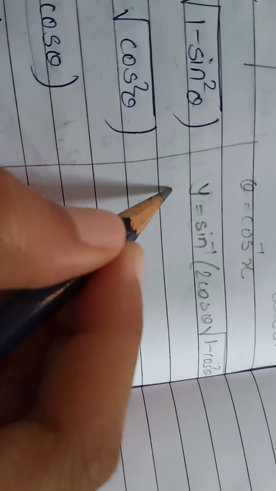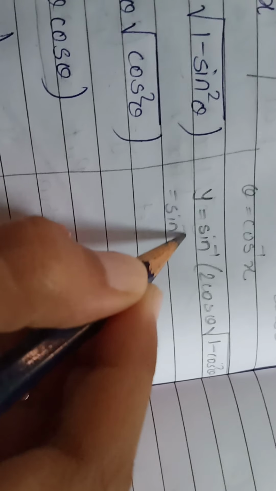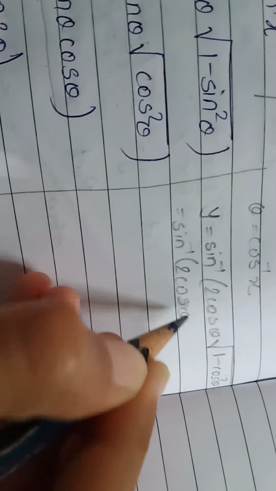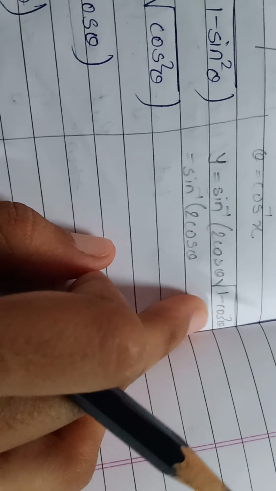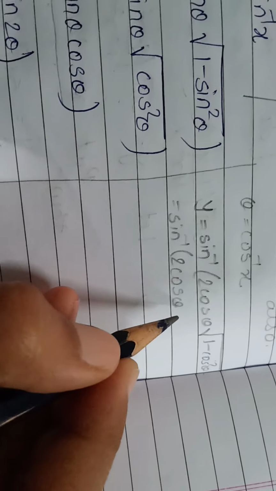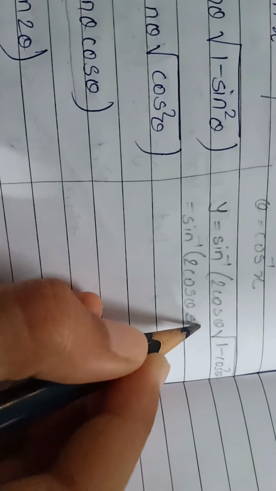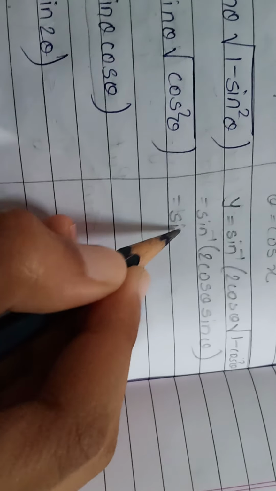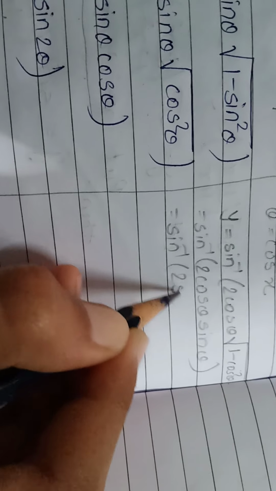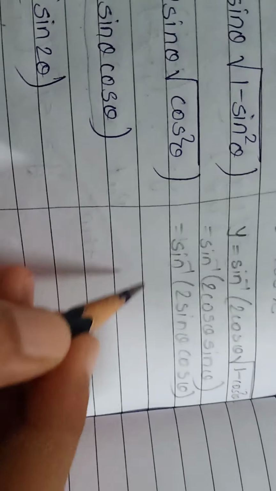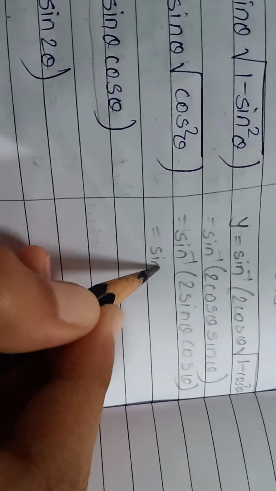Okay, so this will be sine inverse of 2 cos theta. Directly I'll write, this will be sine square theta, and after taking the square root of that sine square theta, it will come as sine theta. So again this is the format of 2 sine theta cos theta. We'll rearrange this, and this is again sine 2 theta only.